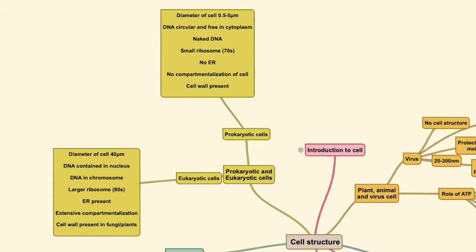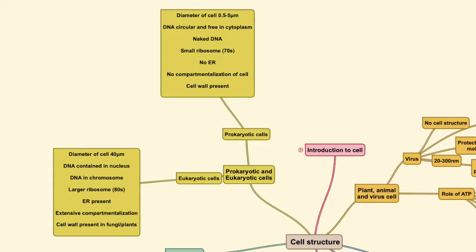Alright, so prokaryotic cells are as small as 0.5 to 5 micrometer. The DNA is circular and they are free in the cytoplasm. They have naked DNA and small ribosome and also no ER. Prokaryotic cells have no compartmentalization and the cell wall is present.